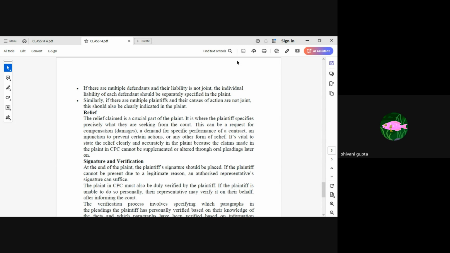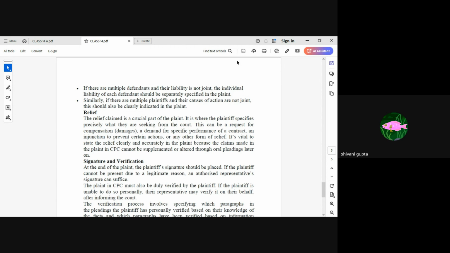It is very vital to state the relief clearly and accurately, because claims made under the CPC can't be altered or changed later, and they can't be supplemented through oral proceedings. Whatever is asked for or mentioned in the plaint, the court will work upon the same.